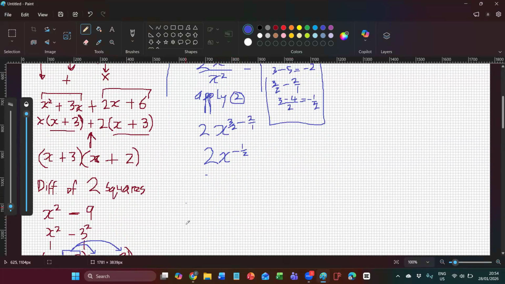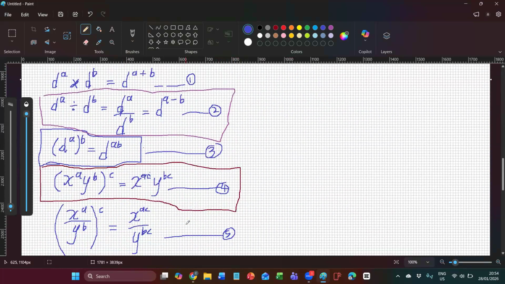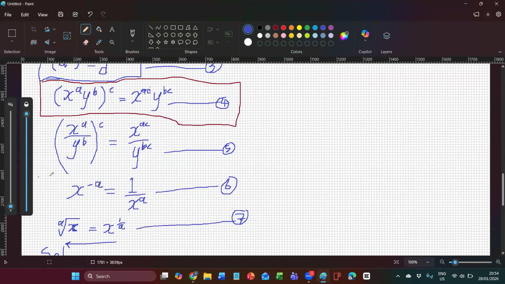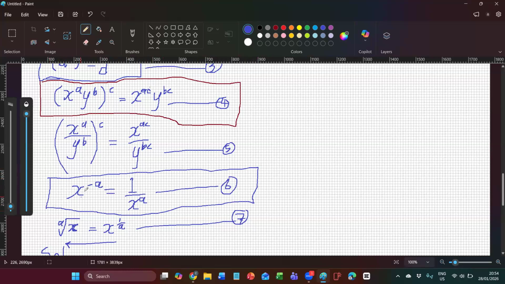Now, this is the next law I want to apply, law 6. In fact, we have almost applied all the laws. Let me put a box around it so that you can see it. Law 6 says x raised to the power of minus a is equal to 1 over x raised to the power of a. Just take note that the x and the a went underneath and the minus disappeared on the right hand side, and then there's a 1 on top.